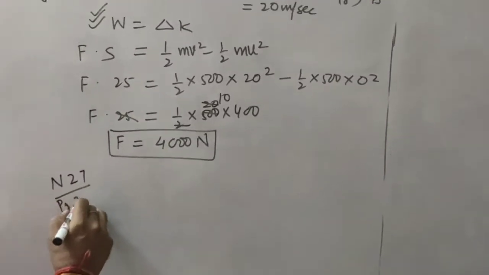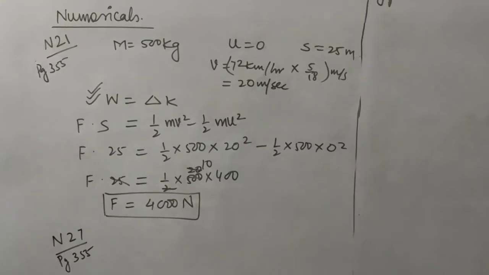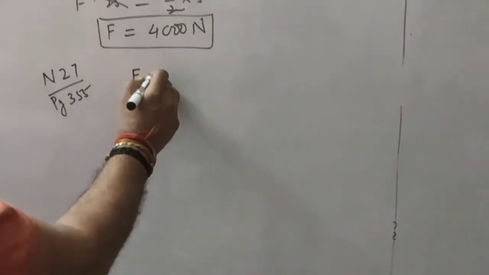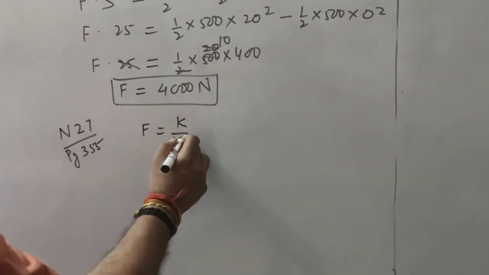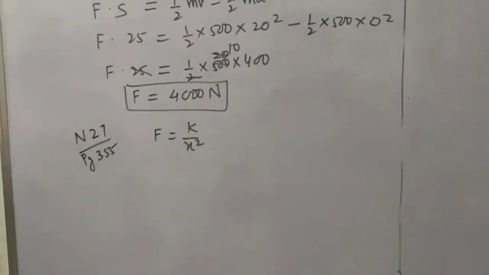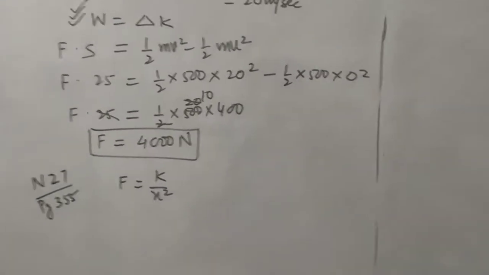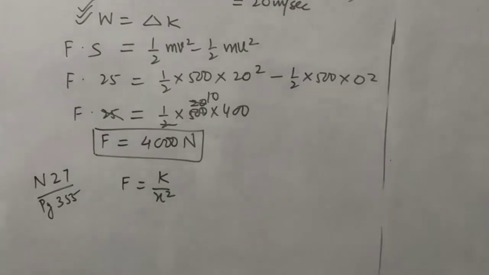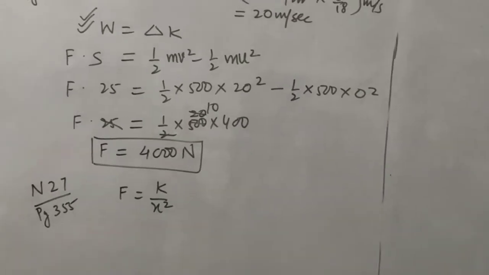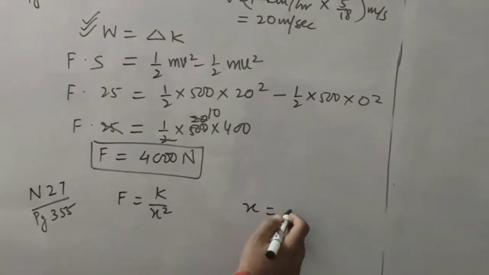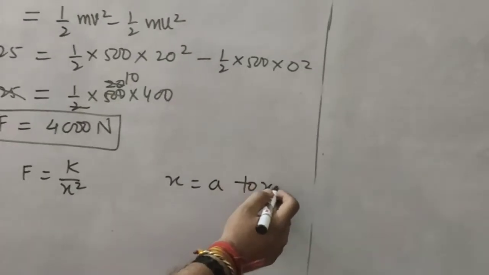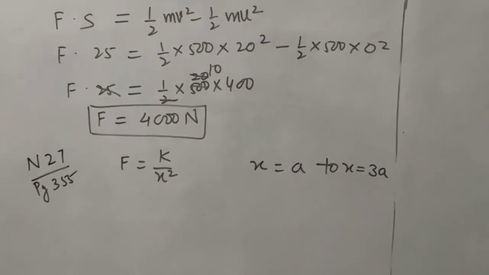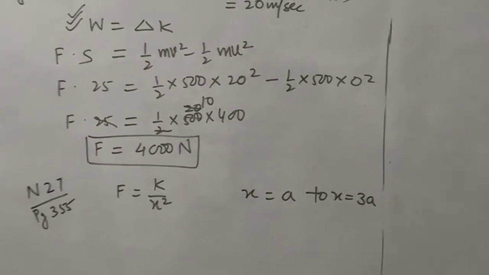On the same page 355, it says find the work done by a force. Force is k by x square. That means the force is changing with displacement, where x is displacement. Force is a function of displacement. It displaces a particle from x equals a to x equals 3a. You have to find the work done by the force.